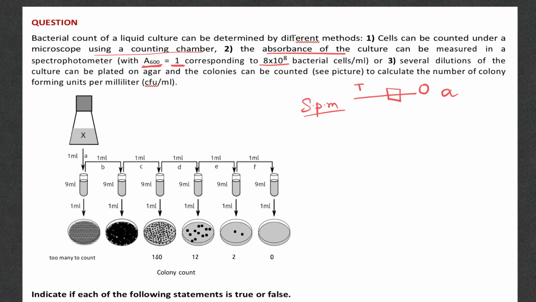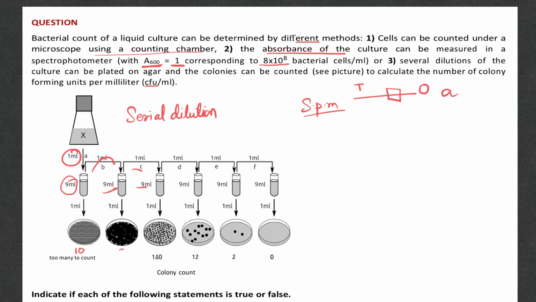Third, several dilutions of the culture can be plated on agar, and the colonies can be counted to calculate the number of colony forming units per milliliter. So what you do is you dilute it as they have shown in this figure. You take 1 ml and then add 9 ml of just the media. Now this is called serial dilution, right? Because you are doing it again and again. So you again take 1 ml, add 9 ml, 1 ml, 9 ml. So every time you're doing it, you're diluting it by a factor of 10, right?